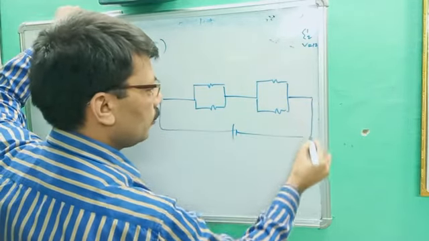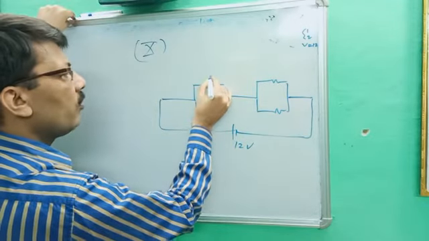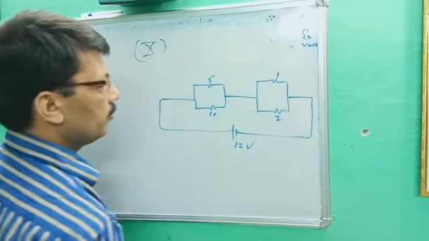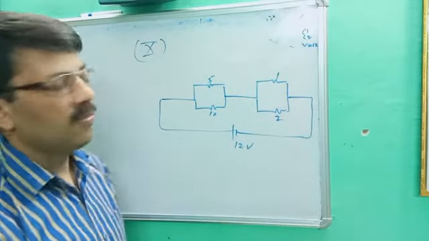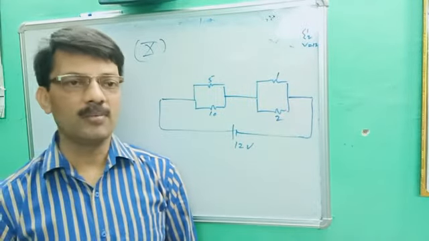Potential is 12 volt. Anything we can take. Let's suppose this is 5 ohm, this is 10 ohm, this is 1 ohm, and this is 2 ohm. And I ask, find the current and potential for all resistances. This is a big one for you.